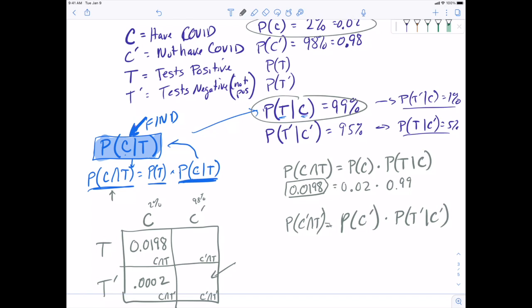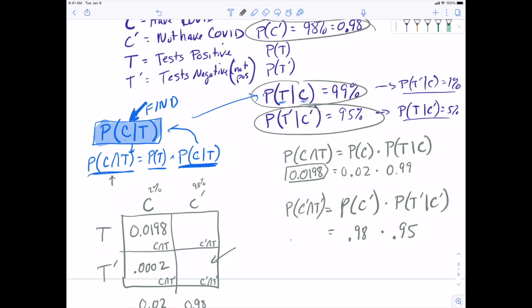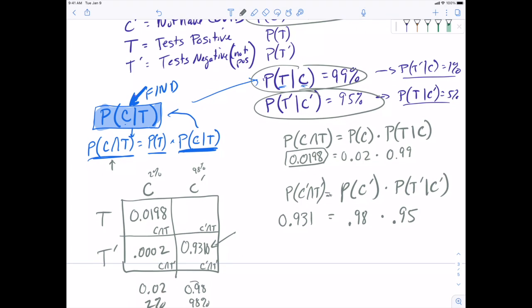Okay, so again, we're looking at this number and this number. 98% of people do not have COVID, and in those cases, the test 95% of the time correctly identifies you. So if we multiply those two numbers, we get 0.931. I'll put a 0 here so we carry everything out to four digits. And so if we subtract this from this, we should get this, because remember, the total C prime is 98%.